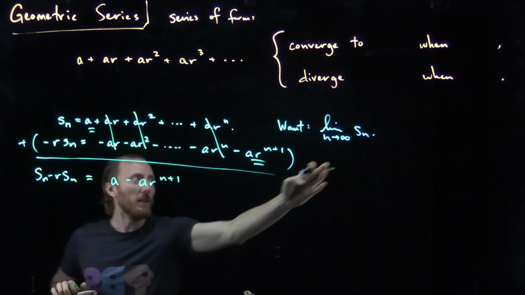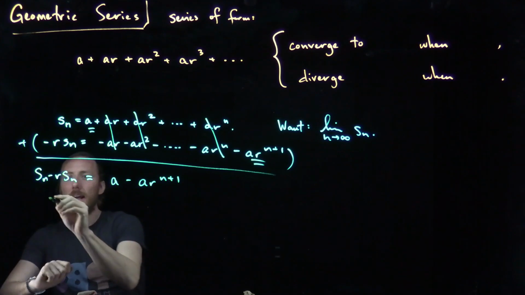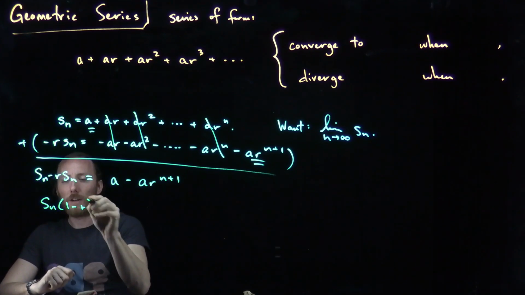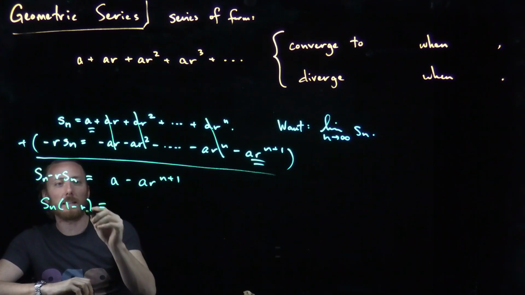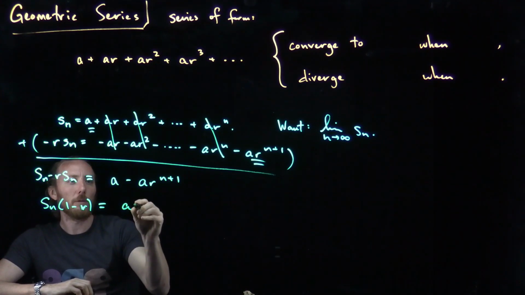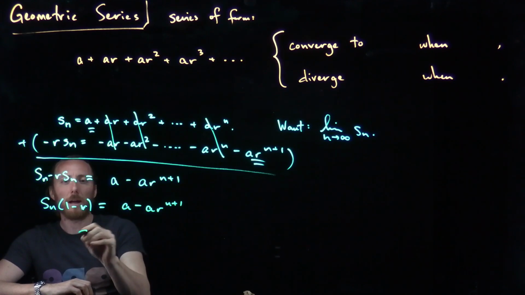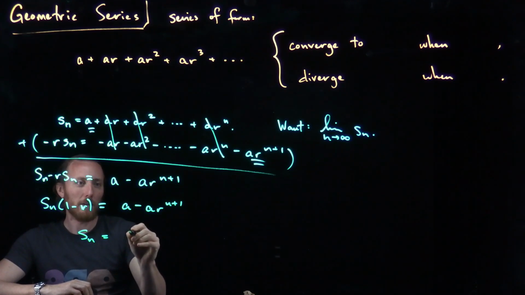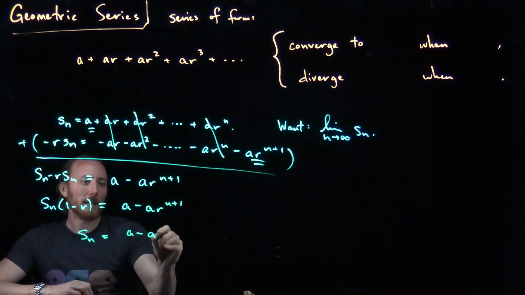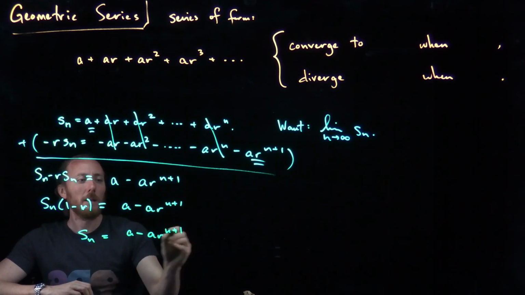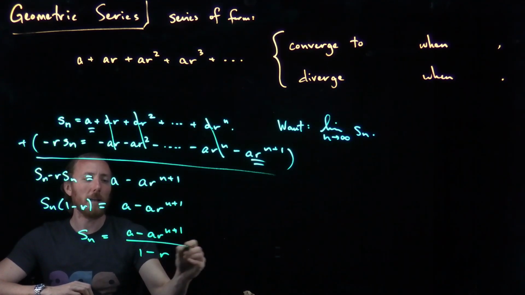Now we want to try to figure out something about Sn. So to get Sn by itself, let's factor Sn on the left-hand side to get Sn times 1 minus r equal to a minus ar to the n plus 1, and then we'll divide by 1 minus r to get Sn equals a minus ar to the n plus 1 over 1 minus r.